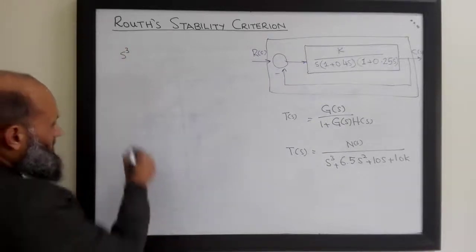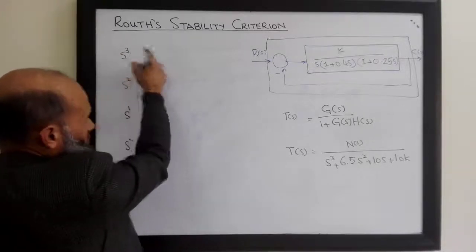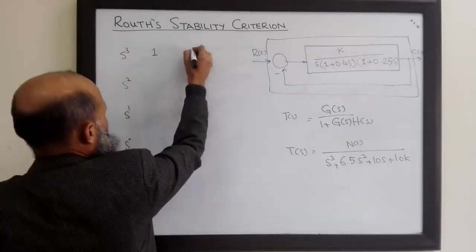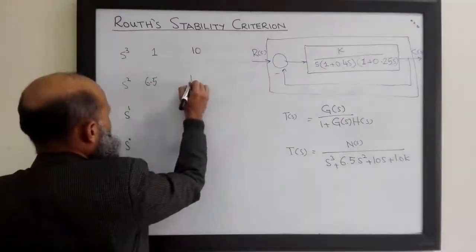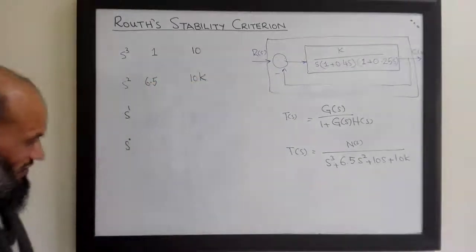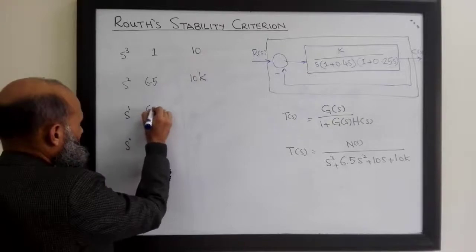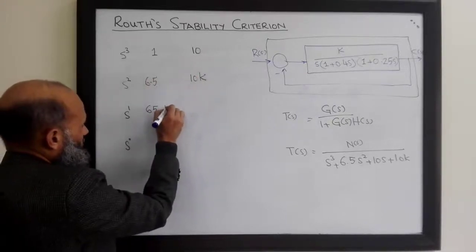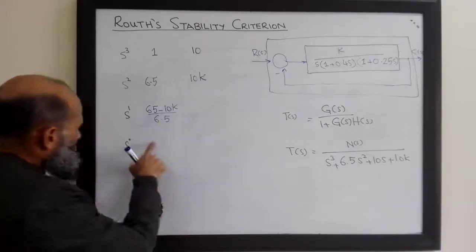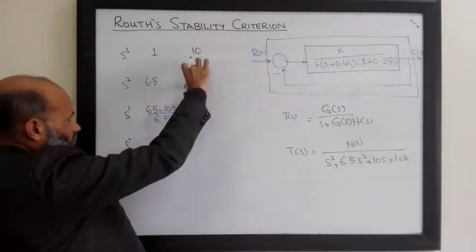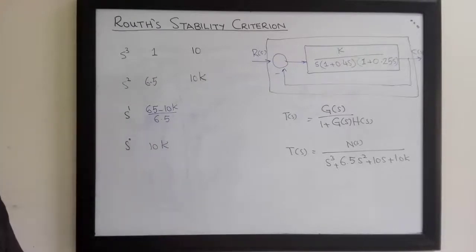Start with the highest power of s: s cube, s square, s1, s0. Write the coefficients over here, 1 and then 10, 6.5 and 10k. The entry over here is 6.5 multiplied by 10, which is 65, minus 10k, divided by 6.5, and here is 0. Then what do we get over here? This multiplied by this whole divided by this is 10k. We have this Routh table.